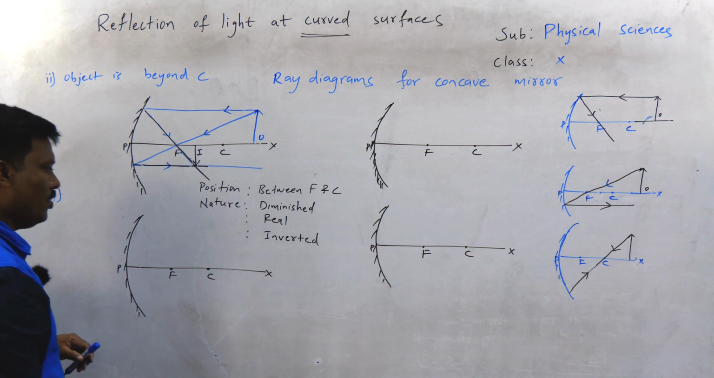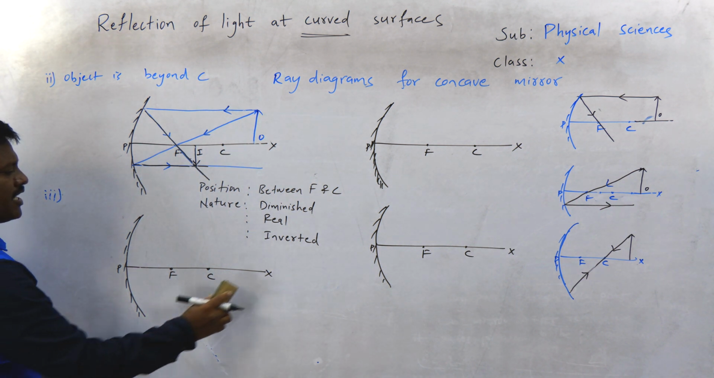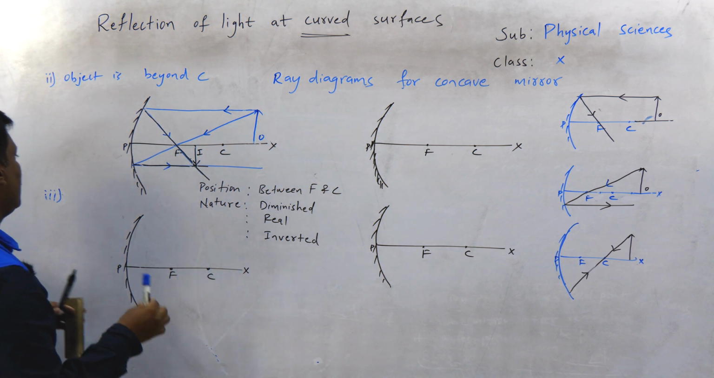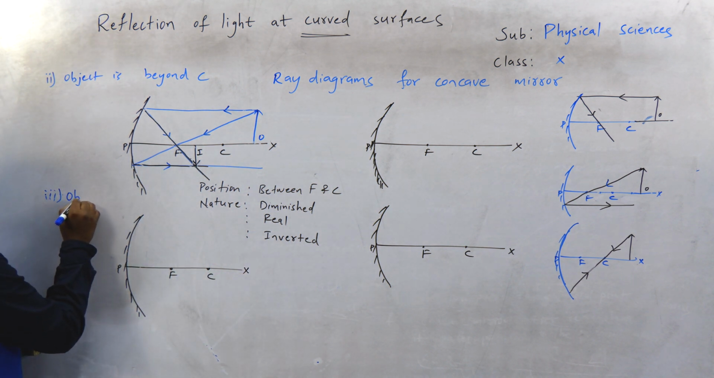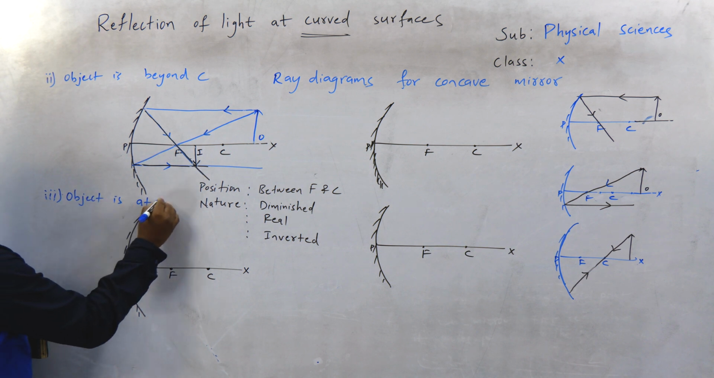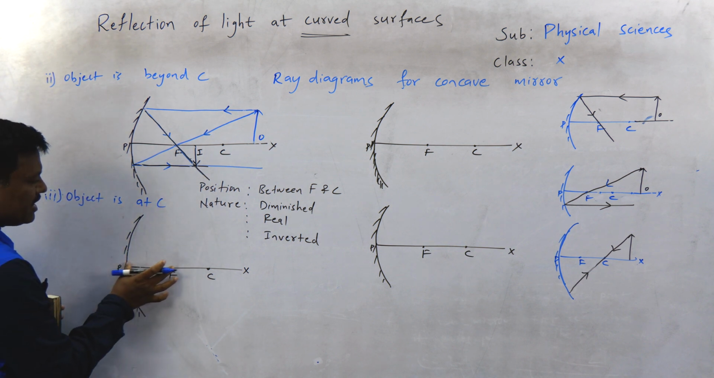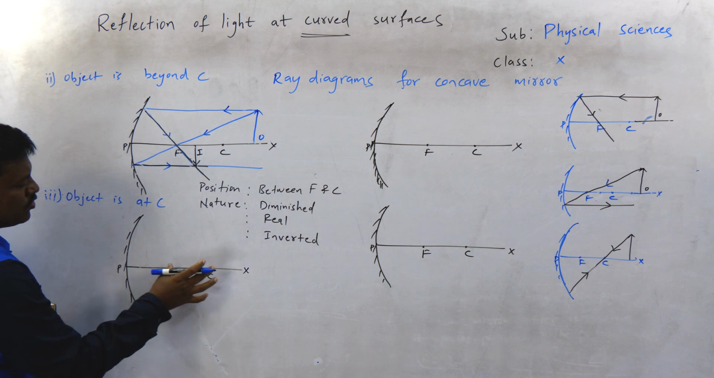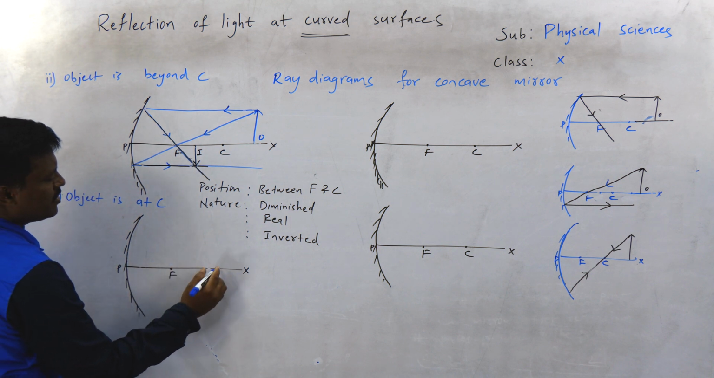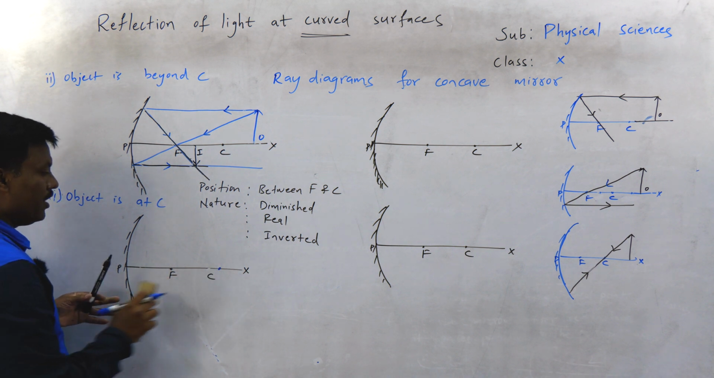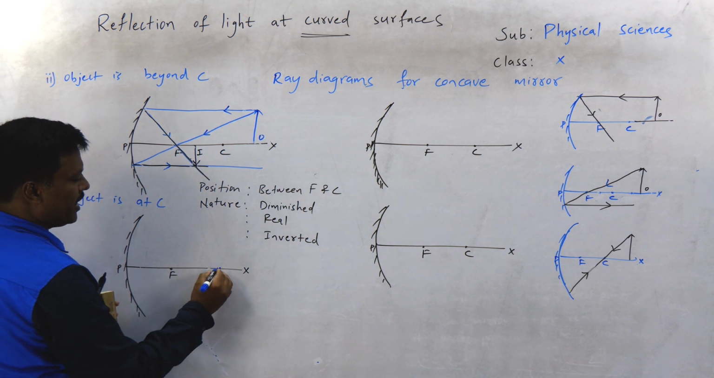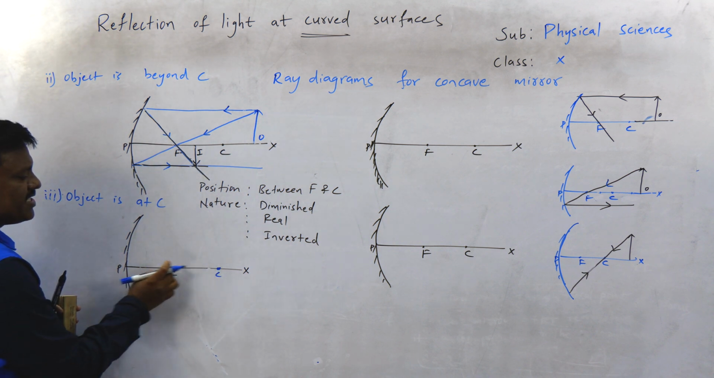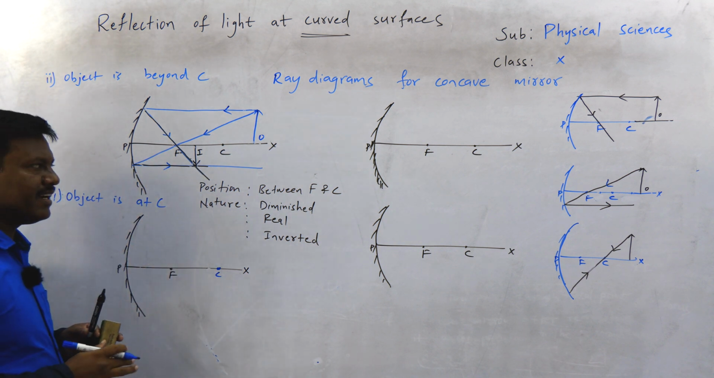Okay, so now we are going to talk about another important case, that is object is at C. Now I am going to keep the object at the center of the curvature. You see, whenever you want to draw the ray diagrams, you have to take the distance between pole and focus and center of the curvature must be same. Okay, then only you will get the ray diagrams for sure, 100%. If you don't maintain these distances equal, you never get the ray diagrams properly.